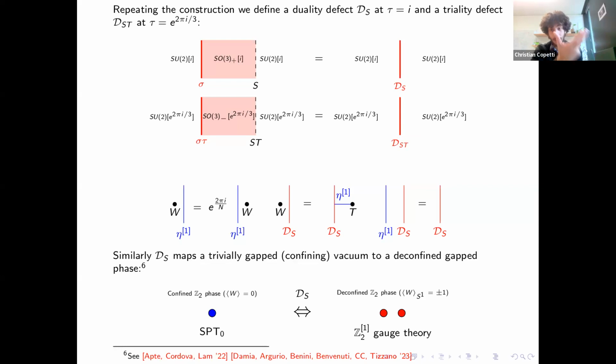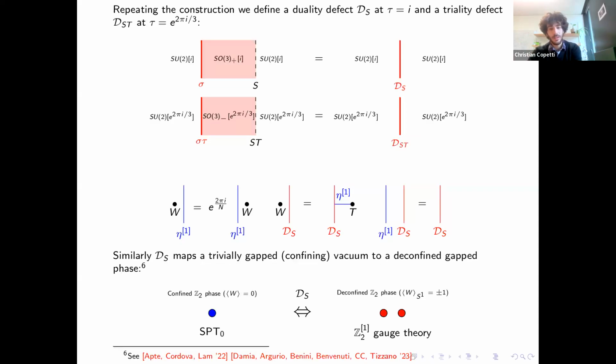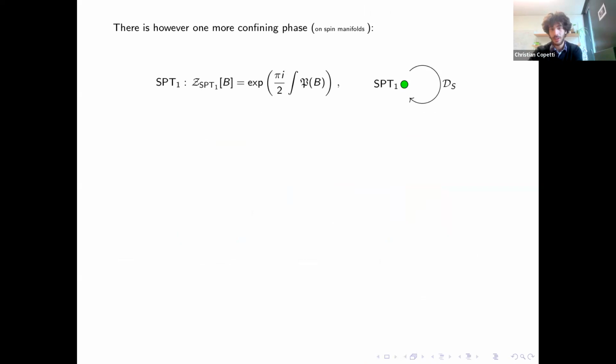So the symmetry maps a confined phase into a deconfined phase, and vice versa, which is kind of the important point here. But if I have a spin manifold, there is one more SPT. So this SPT corresponds to having 't Hooft lines with perimeter law, but they are not local operators. But there is one in which dyons have perimeter law, which I call SPT1. It's just this SPT, which is P of B. And you can show by essentially doing a Gauss sum that this is invariant under the duality symmetry.